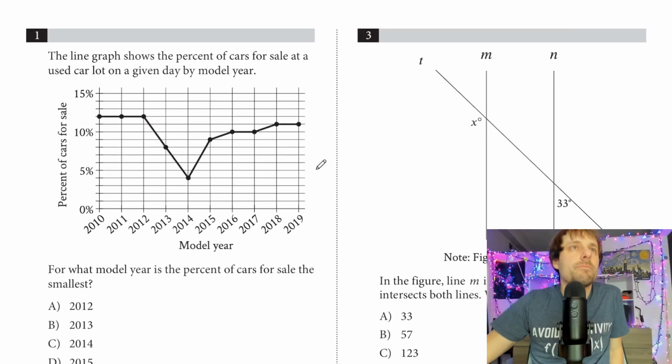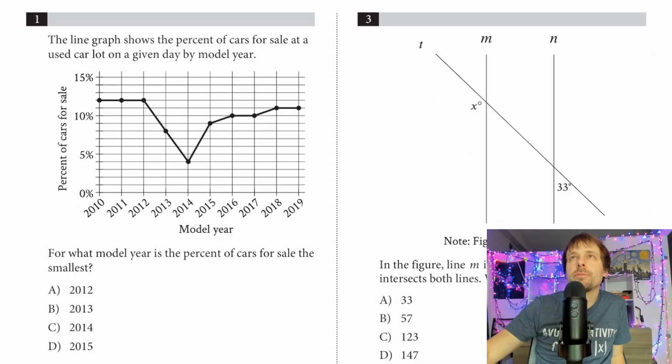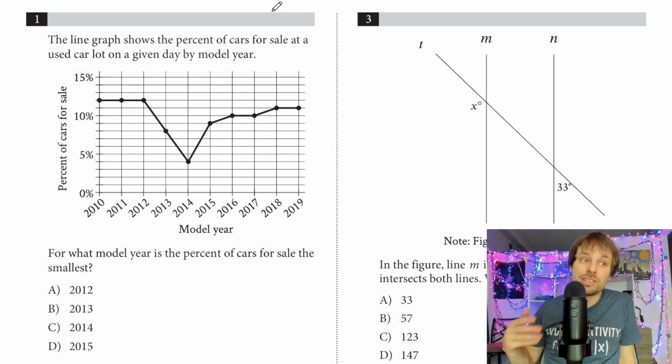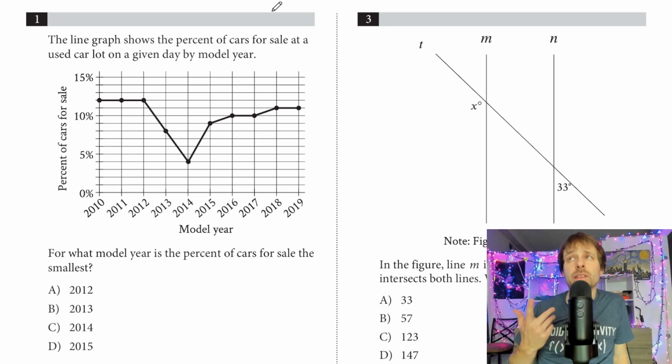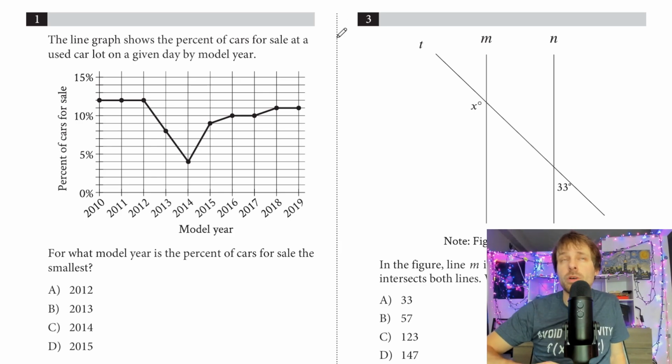So number 1 here, let's scroll down a little bit more. We have a line graph. Remember, the first 2 pages, sometimes even up to the first 3 pages aren't going to be that bad. Usually there'll only be like one hard problem in the first 3 pages, but still we want to ace all these easier problems. Let's see what we got. Okay, so I see a graph. I see we spike at 2014 here, and they ask for what model year is the percent of cars for sale the smallest? Looks like it's just going to be C for number 1, right?